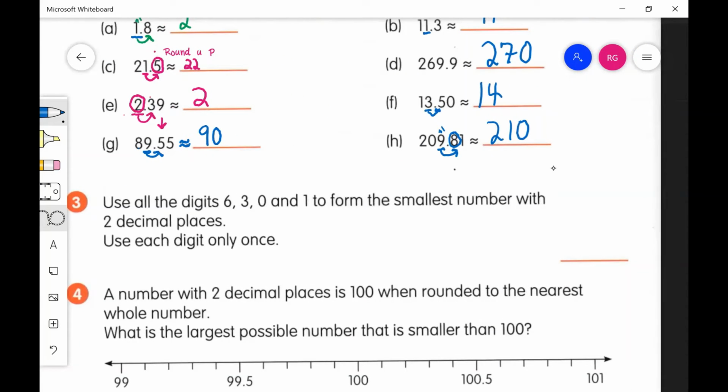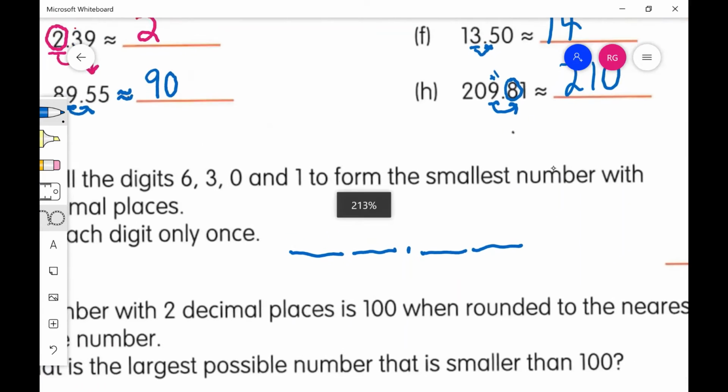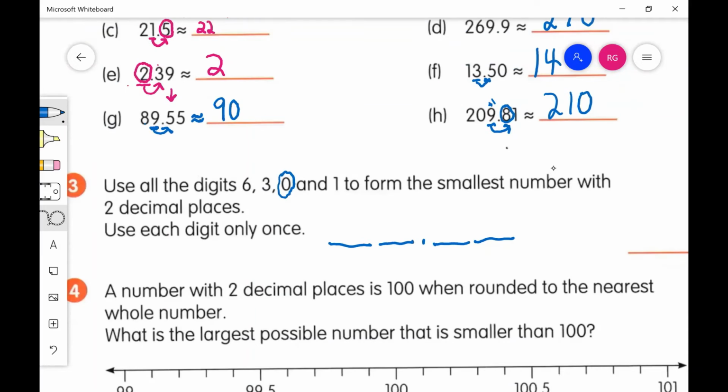Use all the digits 6, 3, 0, and 1 to form the smallest number with 2 decimal places. Use each digit only once. And it has to have 2 decimal places. So really, I can think of this like blank, blank, dot, blank, blank. Does anyone have a guess here yet? 10.36. Yeah, so we need to say 10.3 what? 36. Yes, so 10.36 is the correct answer.